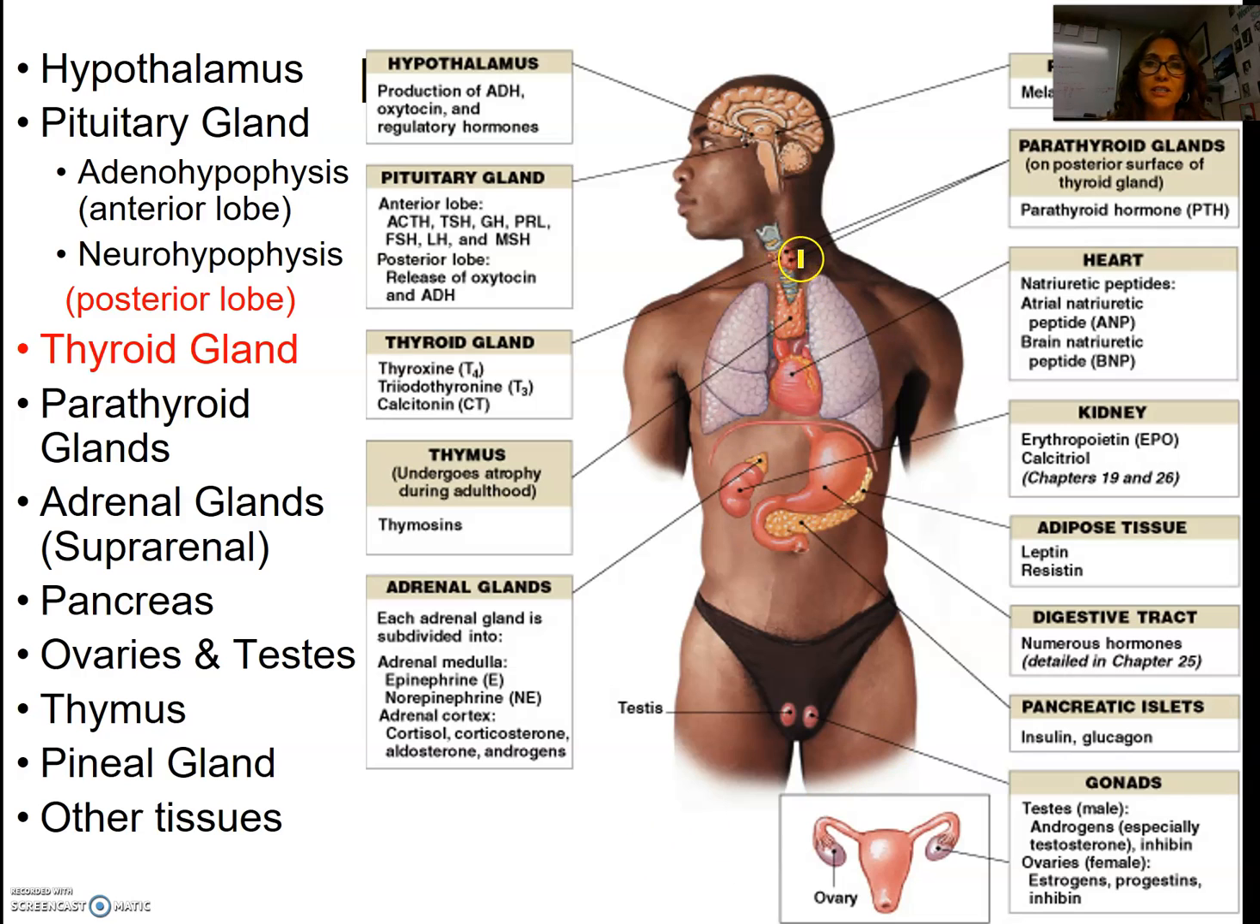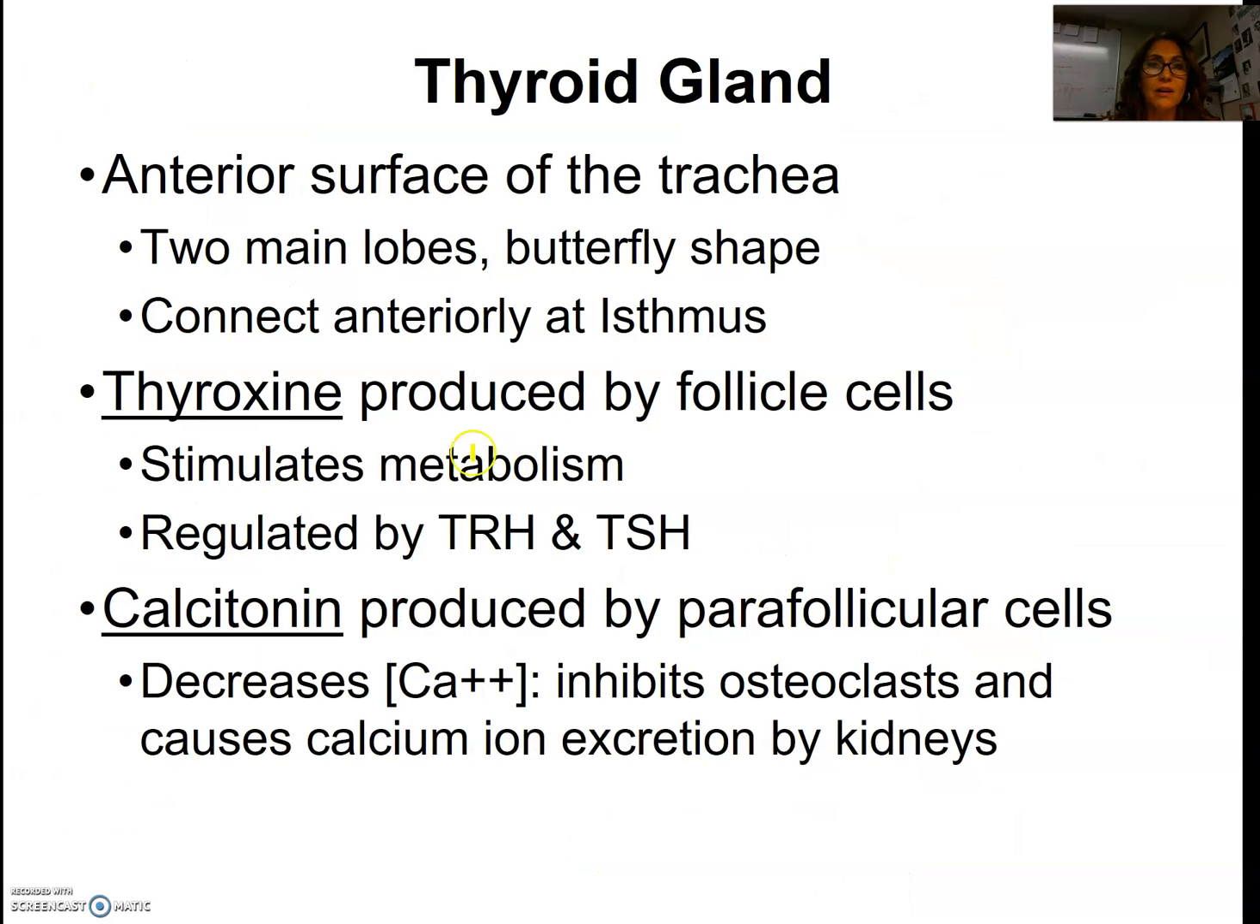The thyroid gland is found near the larynx, and the thyroid is going to be producing thyroxine, or T4, triiodothyronine, or T3, and calcitonin. These compounds are going to be responsible for setting your basic metabolic rate. The anterior surface is found near the trachea. There are two lobes, butterfly shaped, and that's what you're seeing here, and they connect anteriorly via a portion called the isthmus.